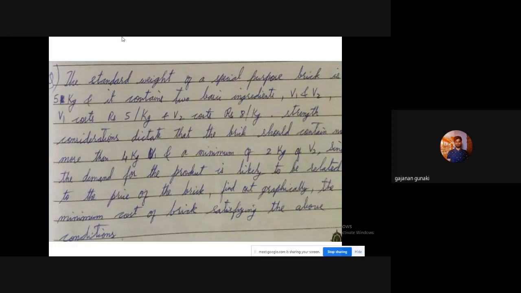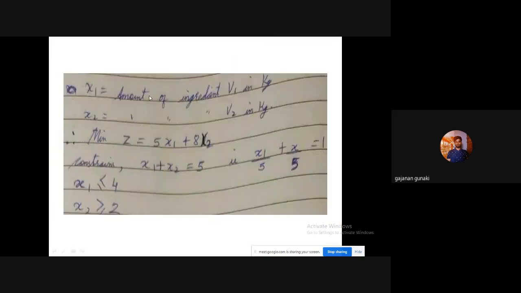x1 less than or equal to 4 and x2 greater than or equal to 2. Okay, these are two. There is one more: x1 plus x2 is equal to 5. So how do we find that?